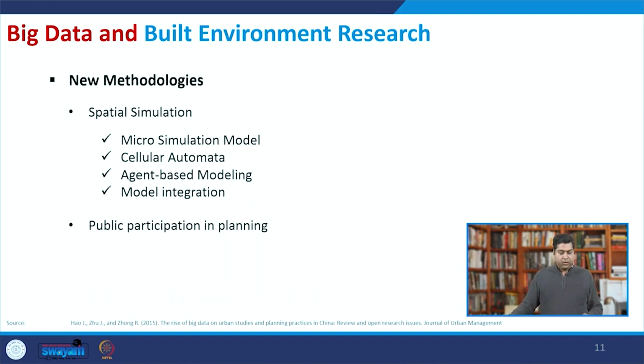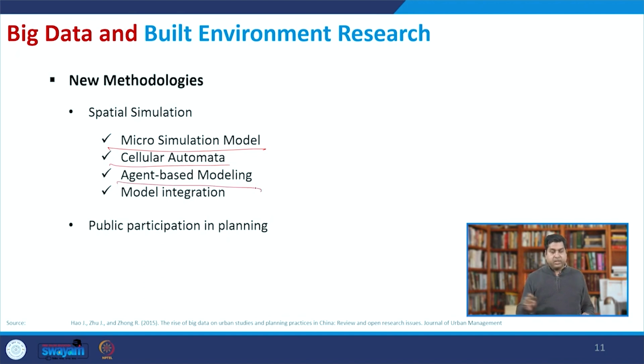Coming to the new methodology, under spatial simulation you can go for the micro simulation model with that data, real time data, and then you try to analyze the pattern and all. It can be something like the application of cellular automata to see the growth pattern, the different parcels, how it is going to evolve, and then finally what will be the change in the overall built pattern in the region. It may be at the urban level or it may be at the regional level.